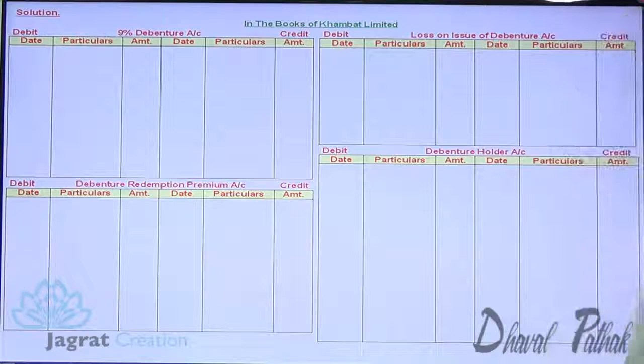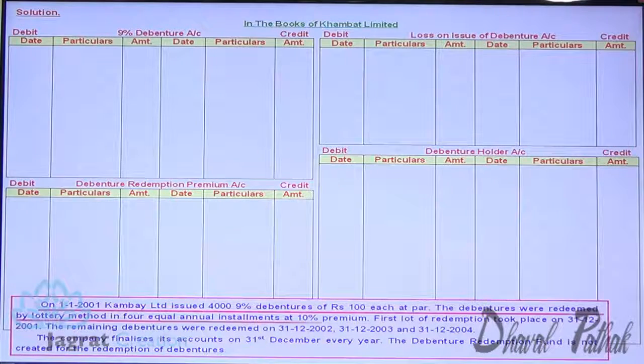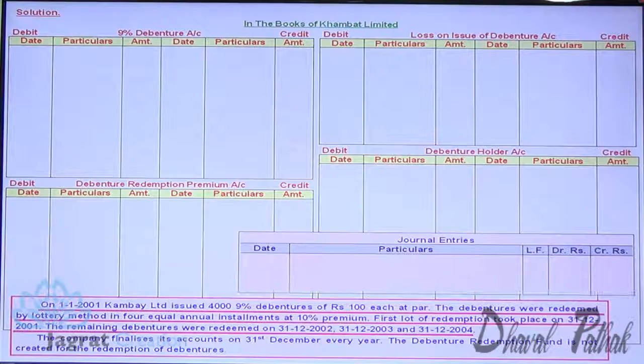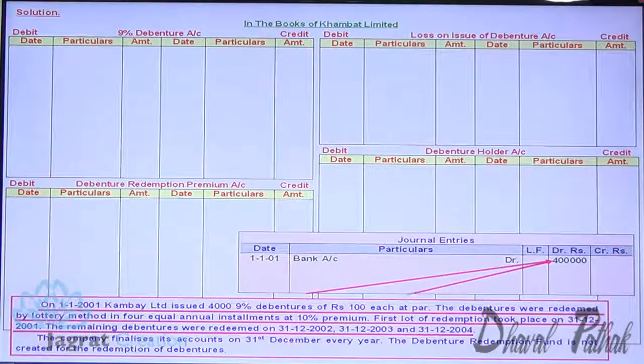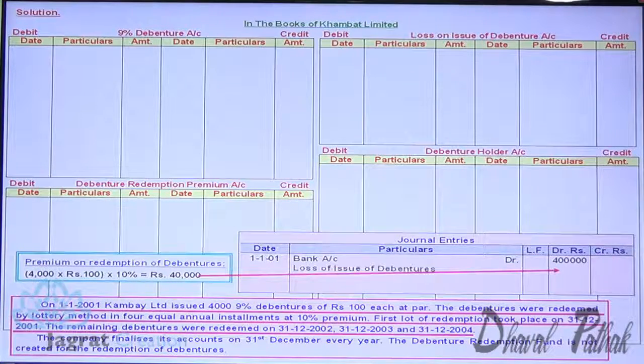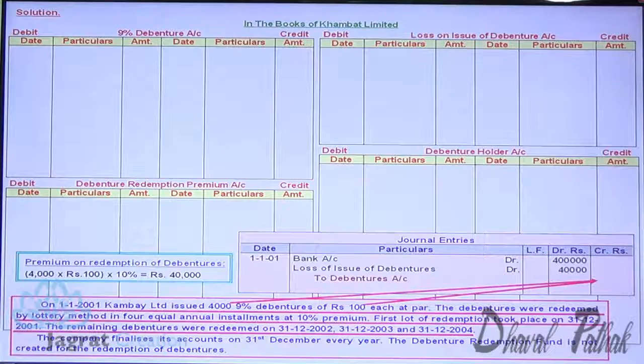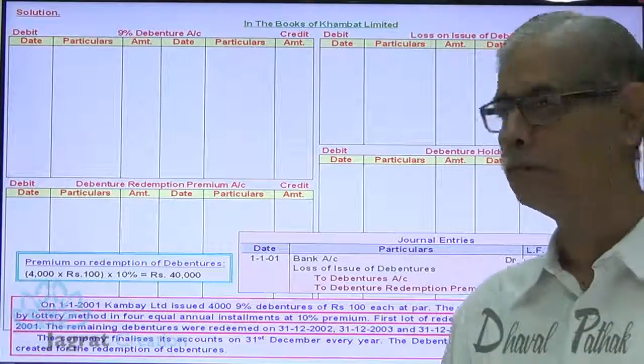Now the first entry is the issue entry. Bank account debit, 4,000 into 100, 4 lakhs. Loss on issue of debentures account debit 40,000. To debenture liability, 9% debentures account credit 4 lakhs. To debenture redemption premium account credit 40,000. This is how the issue entry gets recorded.